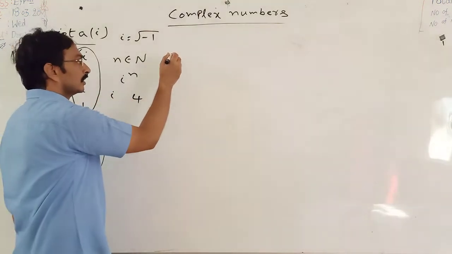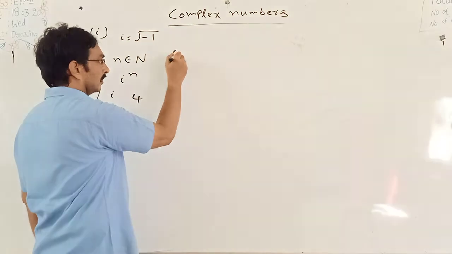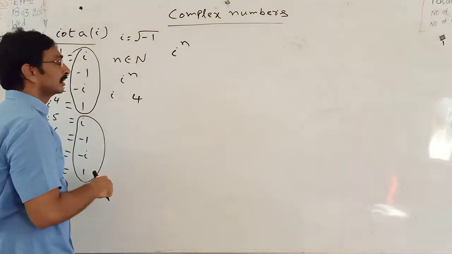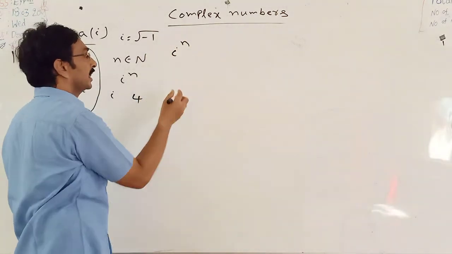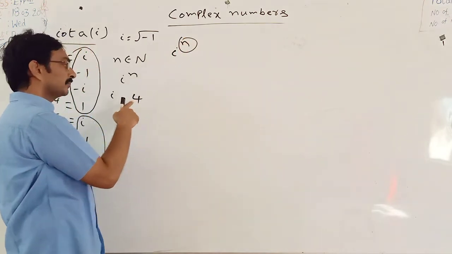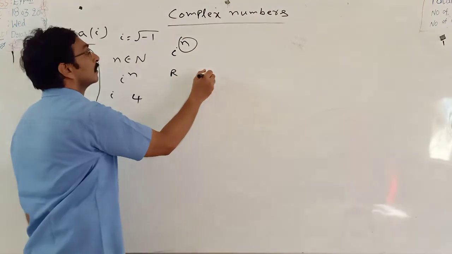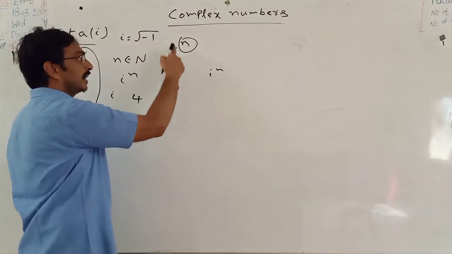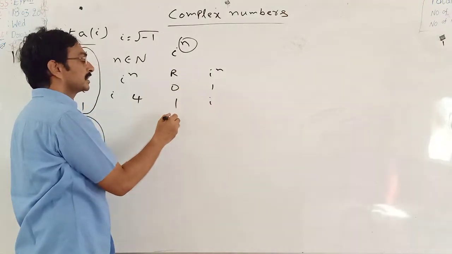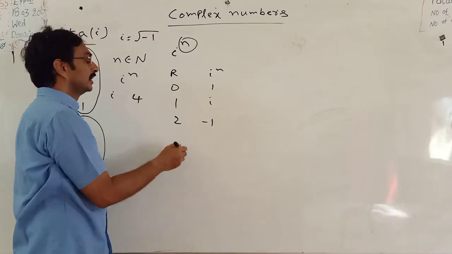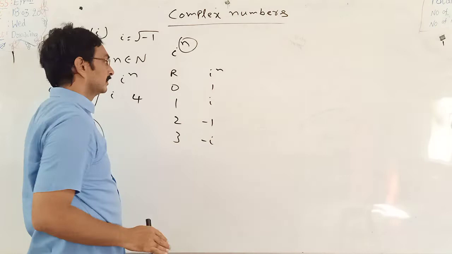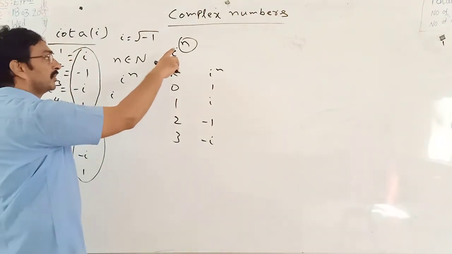From this, we can find the value of i power n by using this period 4. See the working rule of finding i power n. Divide this n by 4, because the period of that one is 4. If the remainder is 0, then i power 0 is 1. Remainder is 1, i power 1 is i. Remainder is 2, i square value is -1. Remainder is 3, i cube value is -i. So this is the working rule of finding the value of i power n.